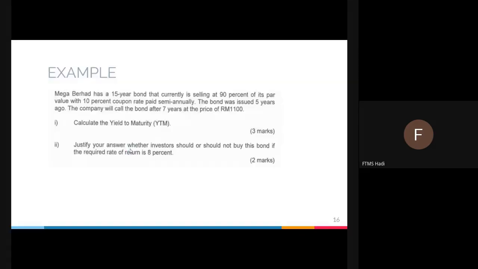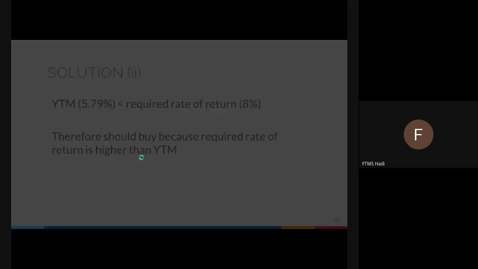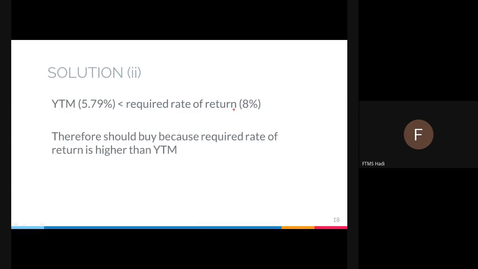And then, justify your answer whether investors should or should not buy if the bond's required rate of return is 8%. Bear in mind that this YTM is only an estimation, and the required rate of return is the real one. So you expect that you only get 5.79%, but you are getting more than that, which is 8%. So you should buy, because the required rate of return is higher than the YTM.